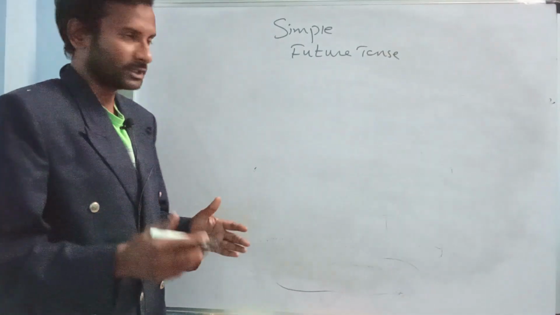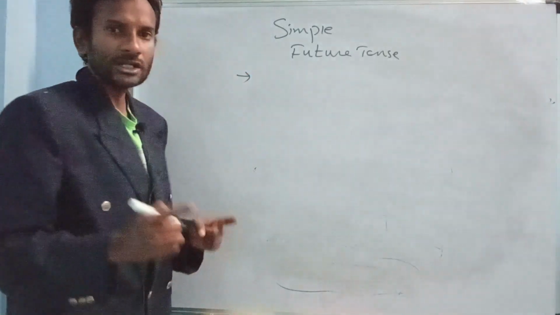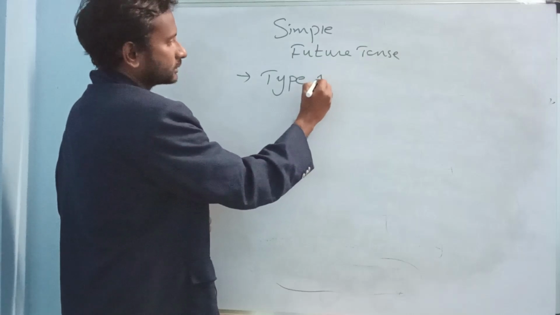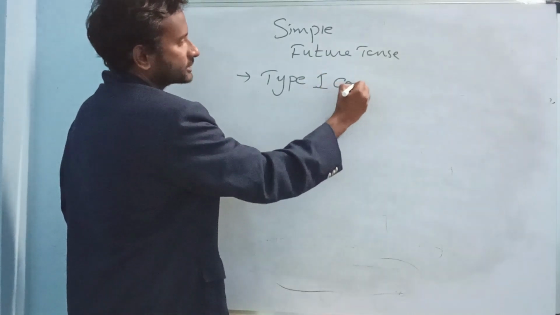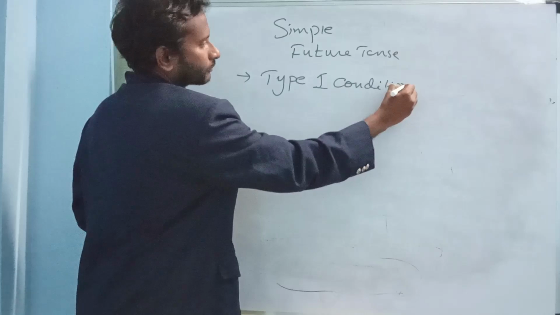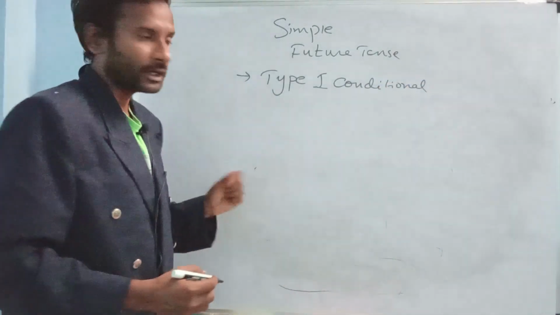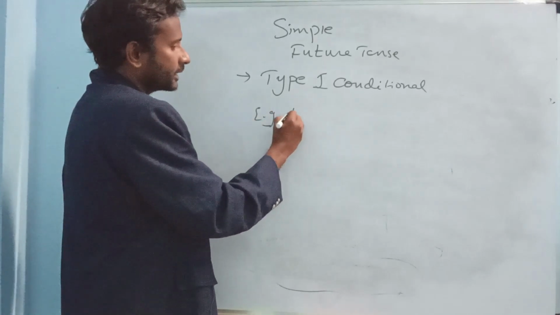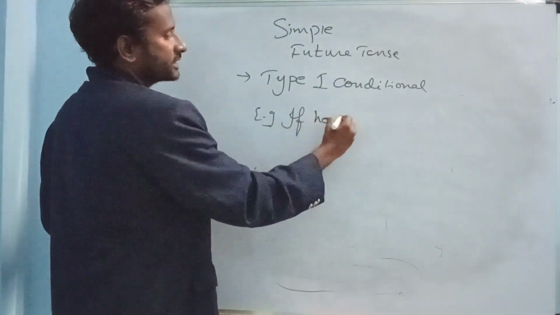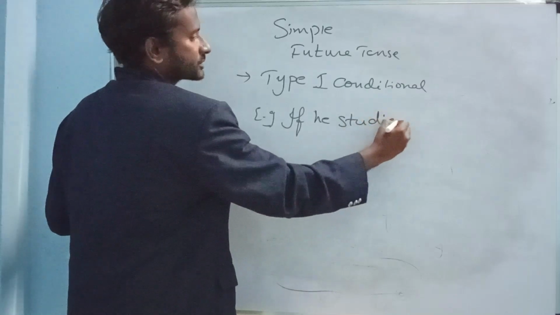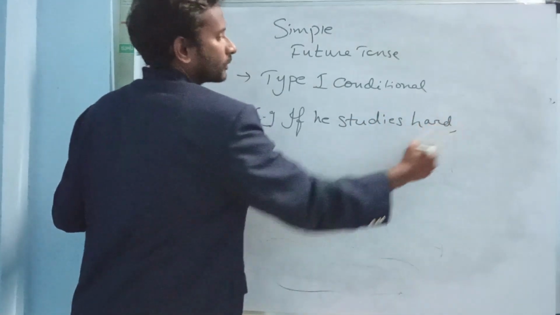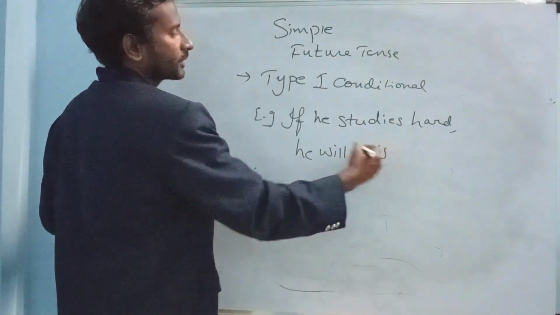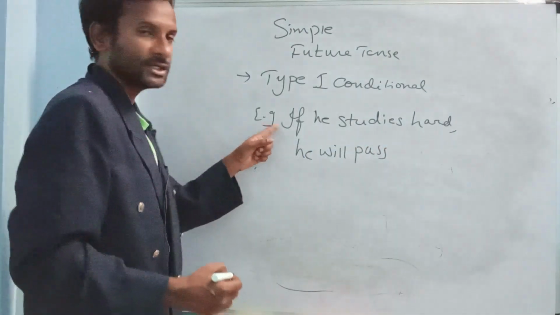Now, the first use is in type 1 conditionals. What is type 1 conditional? The type 1 conditional is, for example, if he studies hard, he will pass the exam. Now, see, if he studies hard, that is the condition.